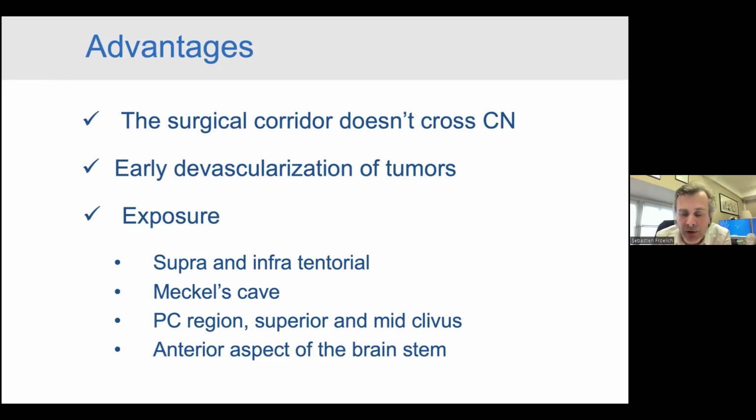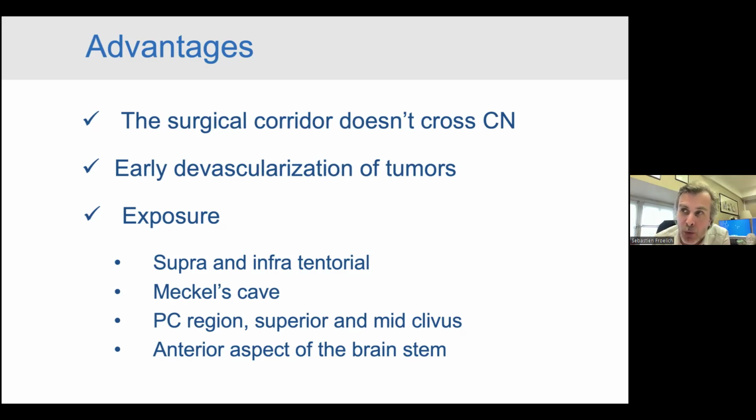Thirdly, you have an exposure above and below the tentorium. You can also have this with a retrosigmoid, but it's a little bit more complicated. You have to open the tent from below. Here you have, before opening the dura, an access to the tentorium. You have an exposure to make a valley to the porus trigeminus. If you're from retrosigmoid, it's more difficult to have such an exposure.